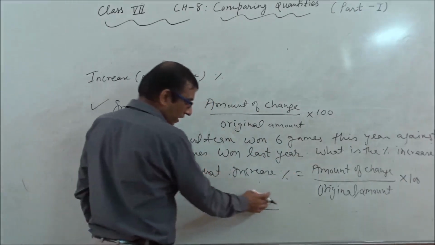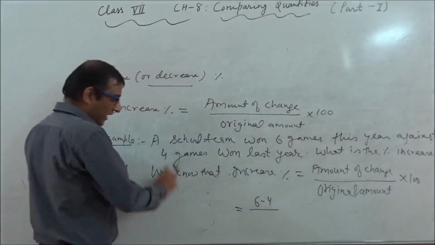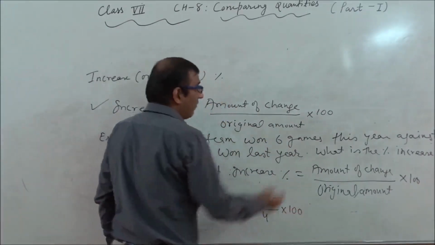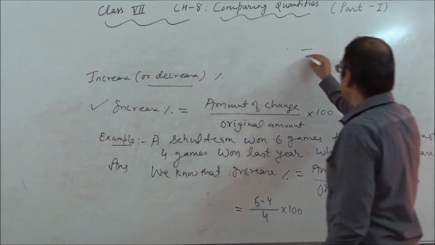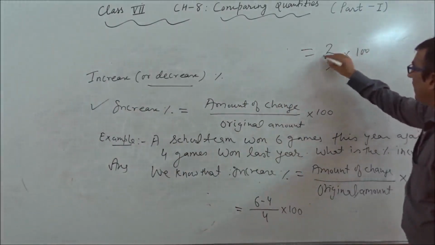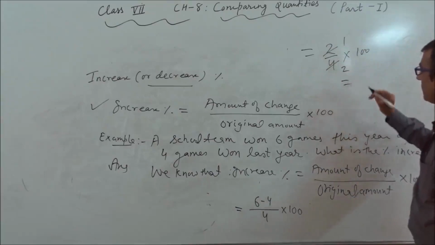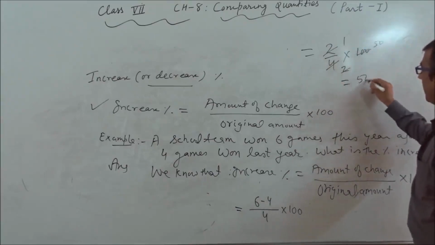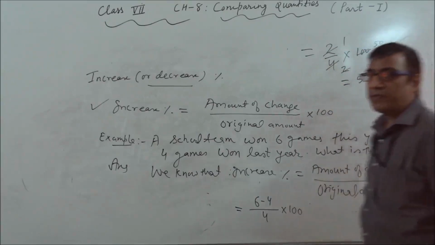So we will write 6 minus 4, and what is the original amount? That is 4 into 100. When we solve it, 6 minus 4 is 2 upon 4 into 100. When we cancel it, what do we get? 1 upon 2. Again we will cancel it. It means the increase percentage is 50%.